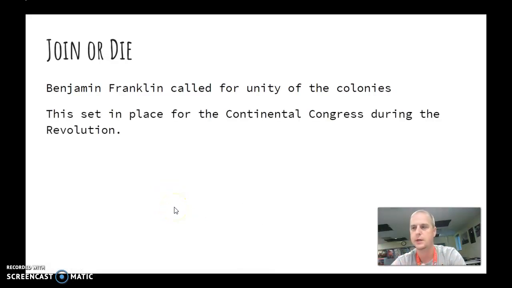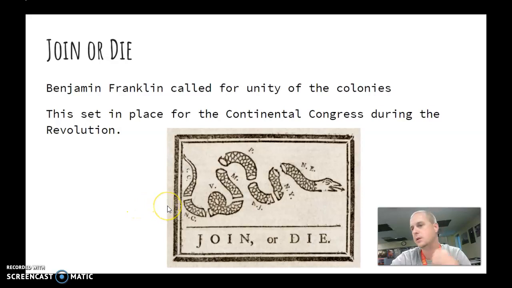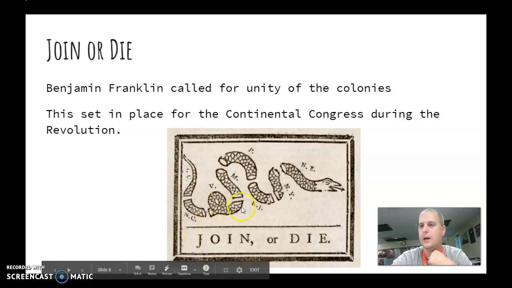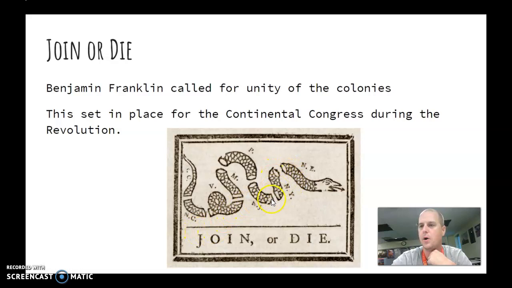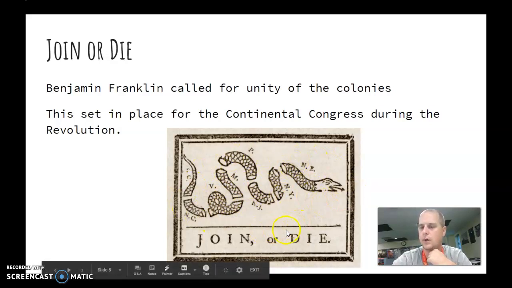His call for unity sets in place the Continental Congress that is going to take place during the Revolution. That's going to kind of help guide and lead the country through the American Revolution. This cartoon was actually done during the French and Indian War, but it's also used during the American Revolution with the idea that all of the colonies are part of a snake. And if they're not unified, they're just going to die. But if they join together, they're strong and they can strike as a whole, and they will be victorious.